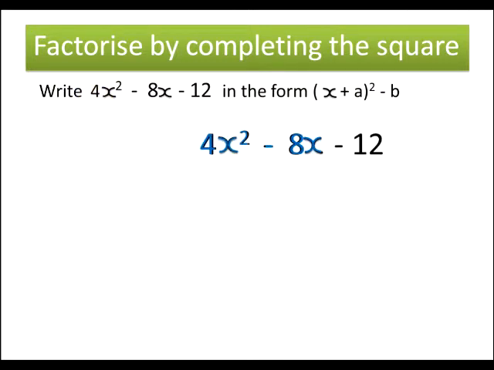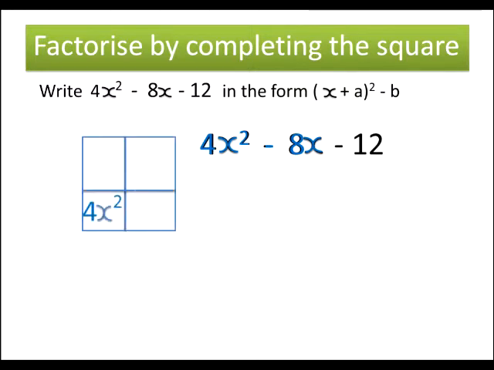So, we're going to concentrate on the first two terms, draw our square, and because it's a square number, 4x squared isn't too hard to deal with. And again, half the middle term, and because it's a square they have to be the same. So it's going to be 2x and 2x, and 2 lots of minus 2 would be minus 4.